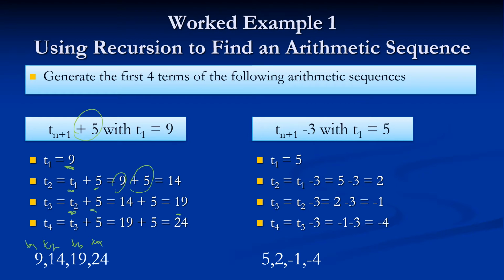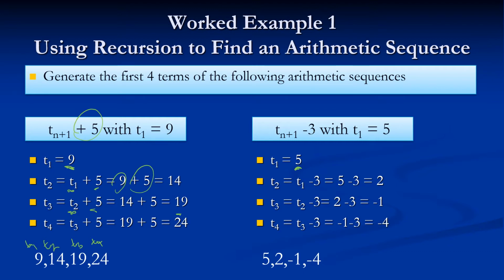Now, an arithmetic sequence can also be negative. So if we have a look at this one, we've got the successive term, tn plus 1, with the first term being 5. So the first term is 5. We want to generate the next 3.